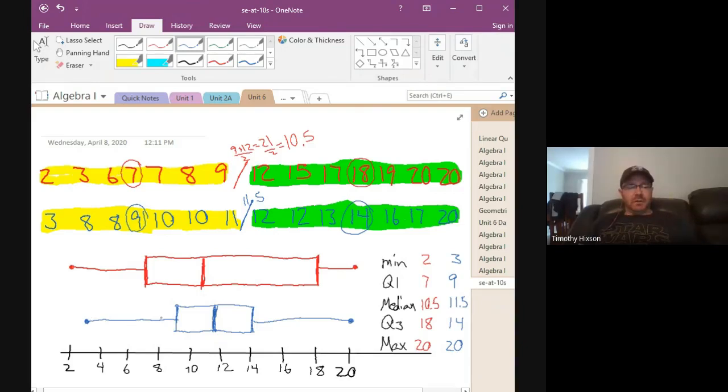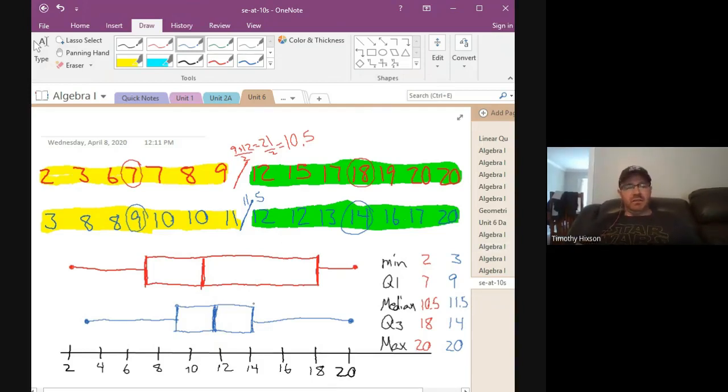So our bottom 25% was pretty spread out, and you can see that 3, 8, and 8. Our top 25% was kind of spread out. You can see that 16, 17, and 20. But this middle 50% between the 9 and the 14, you can see all those 10, 11, 12, 13. They're all crammed right in here, okay, from 9 to 14.